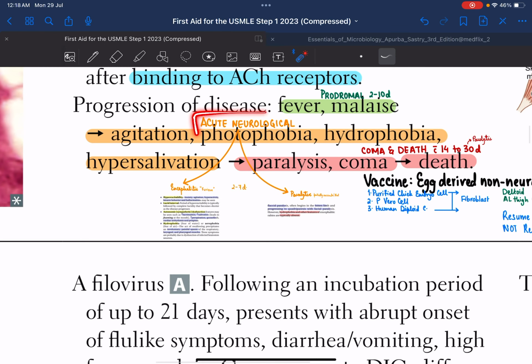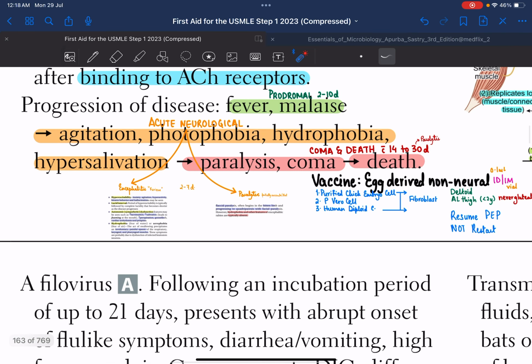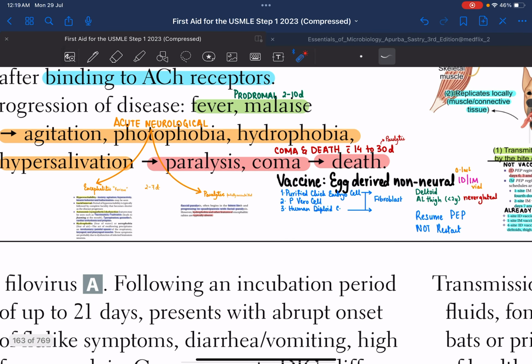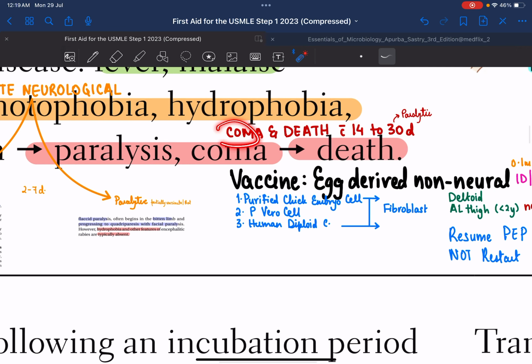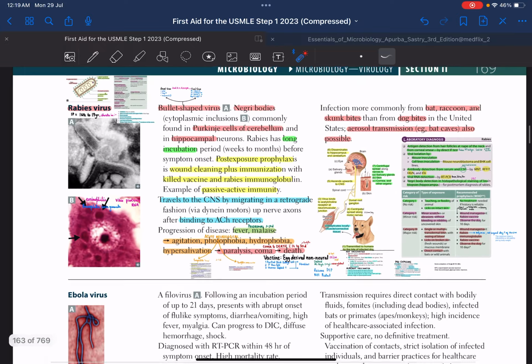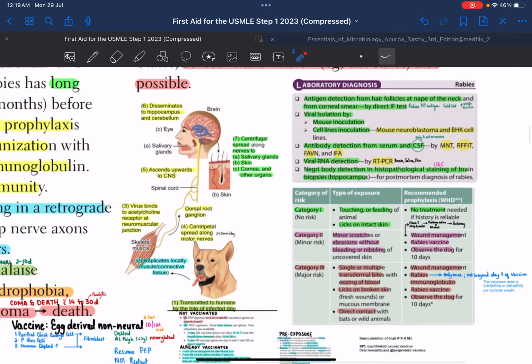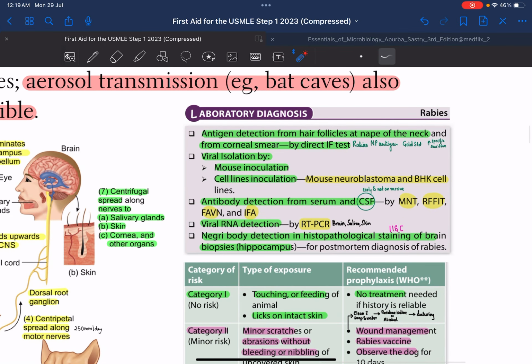Okay, after acute neurological phase, the patient finally, since rabies has almost 100% mortality, ensues to coma and death within around 14 to 30 days. Okay, now let us talk about how would you diagnose rabies.